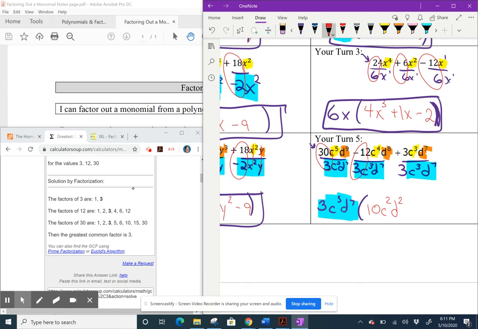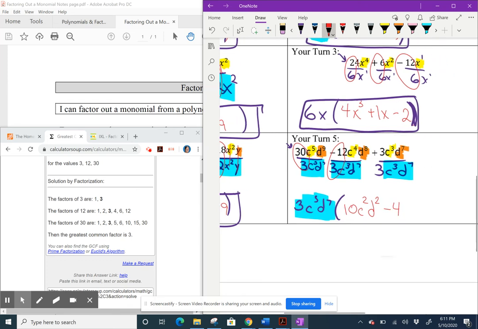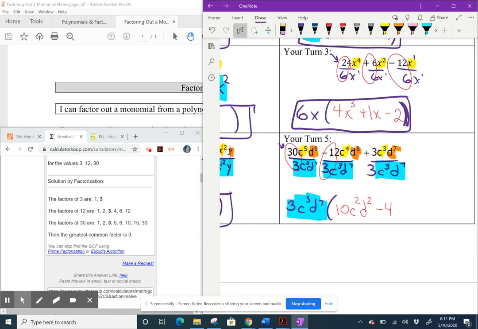Negative 12 divided by 3 is negative 4. C to the 4th divided by c to the 3rd gets you just a regular c. And then d to the 8th divided by d to the 7th gives you a regular d. And then lastly, 3 divided by 3 is a positive 1. And then c to the 3rd divided by c to the 3rd goes away. D to the 7th divided by d to the 7th also goes away. So then this is our final answer.